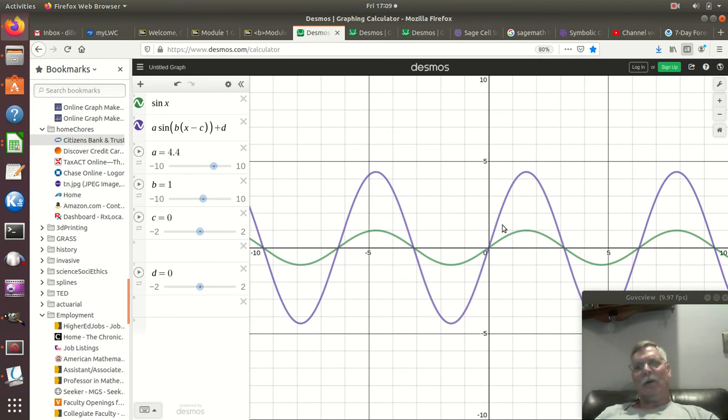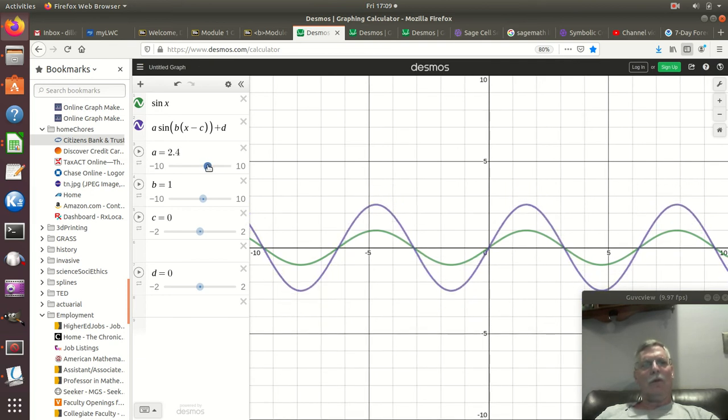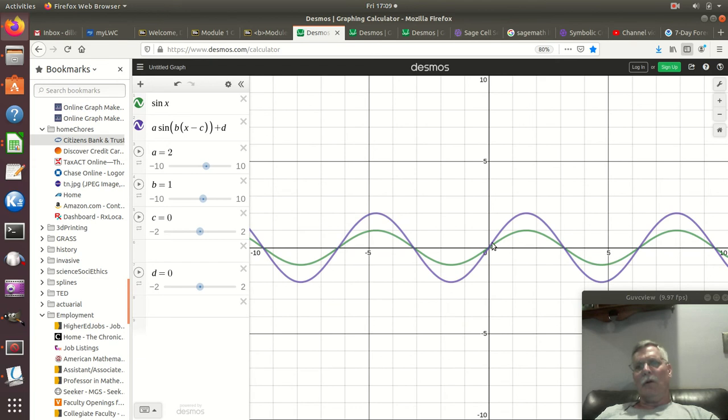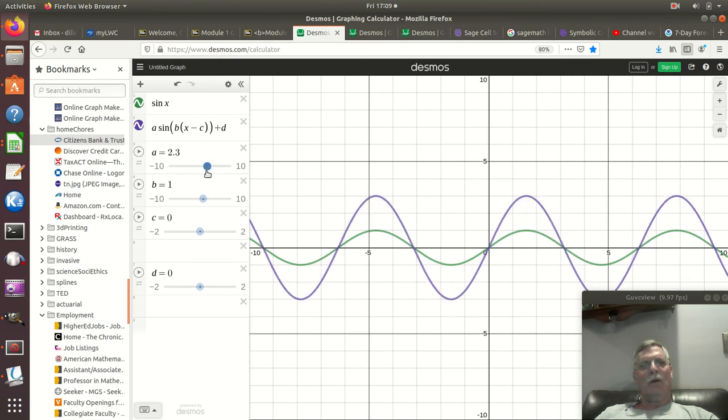And so it made it twice as tall, or here 4.4 times as tall. If I get it down to a 2, notice here the height is 1, there the height is 2. So I had it grow by a factor of 2. If I take it to a 3, then that was a 1, that's now a 3 up here. And that's still a 0 because 3 times 0 is 0. So a stretches it up this way.